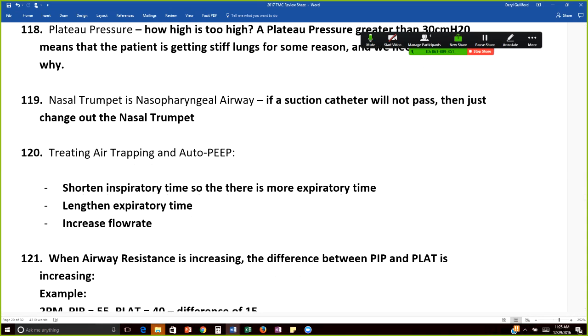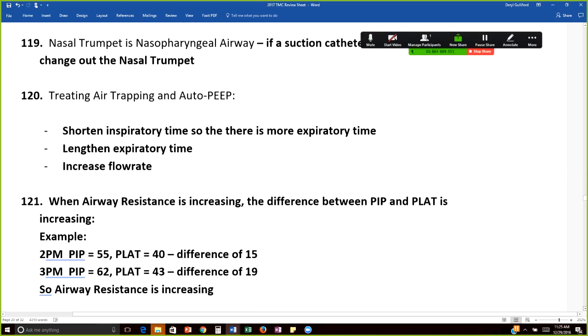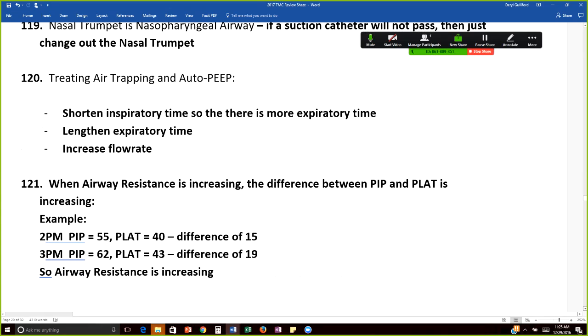Treating air trapping or auto PEEP, we've covered that before. Shorten inspiratory time, so there's more expiratory time. Lengthen the expiratory time or increase the flow rate.